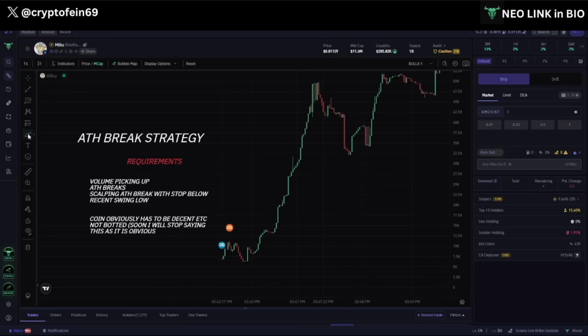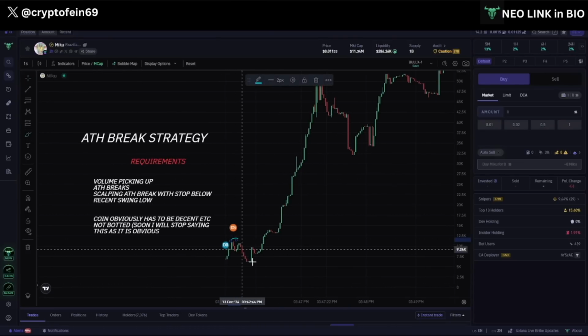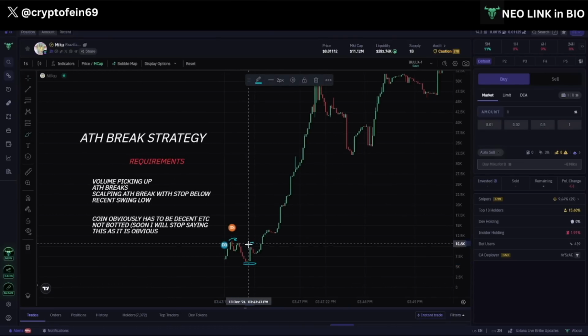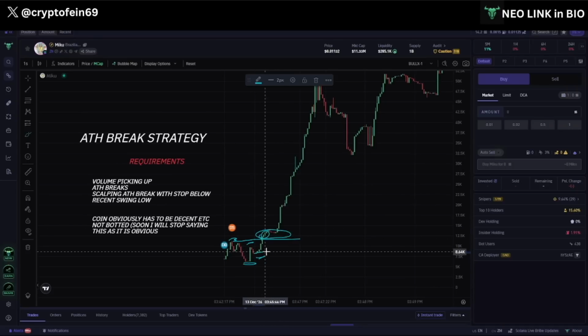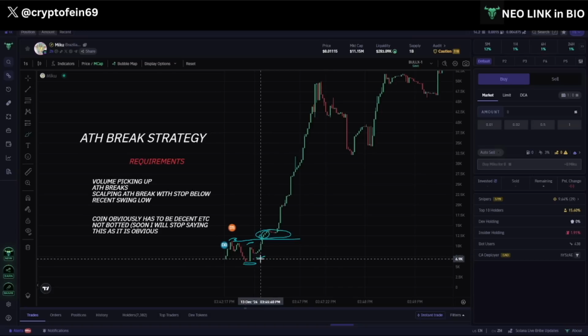You want to be looking at it as swing highs and swing lows. So here's a swing high, swing low, swing high, swing low. So this right here is the current all-time high. We break it. We start consolidating. You want to be buying this kind of breakout right here. You want to put your stop right there under that recent swing low, okay? You want to be putting it right under that swing low and riding it.